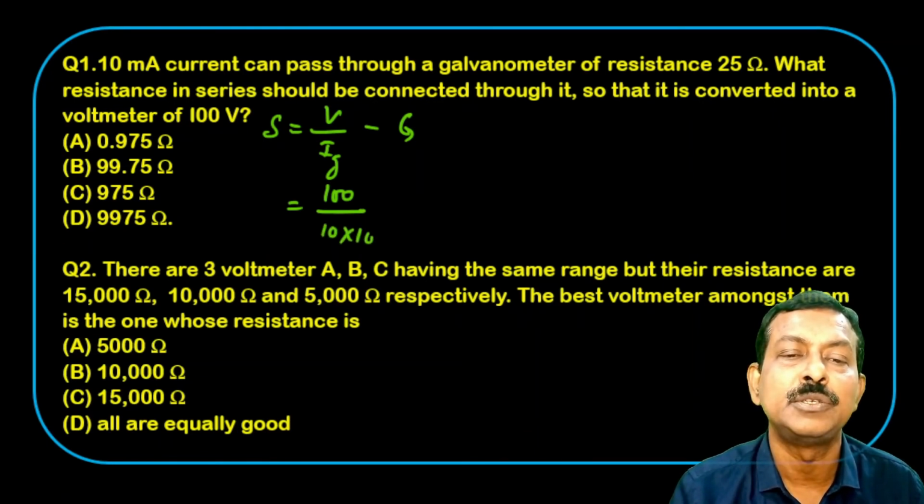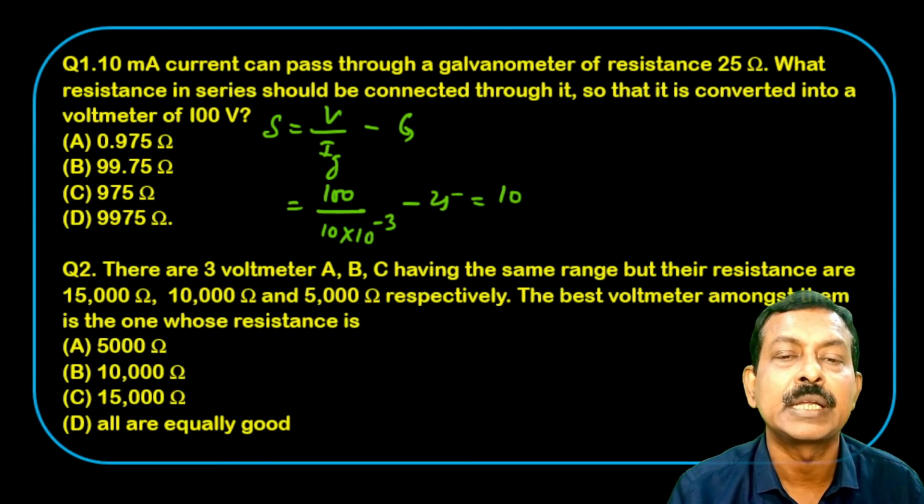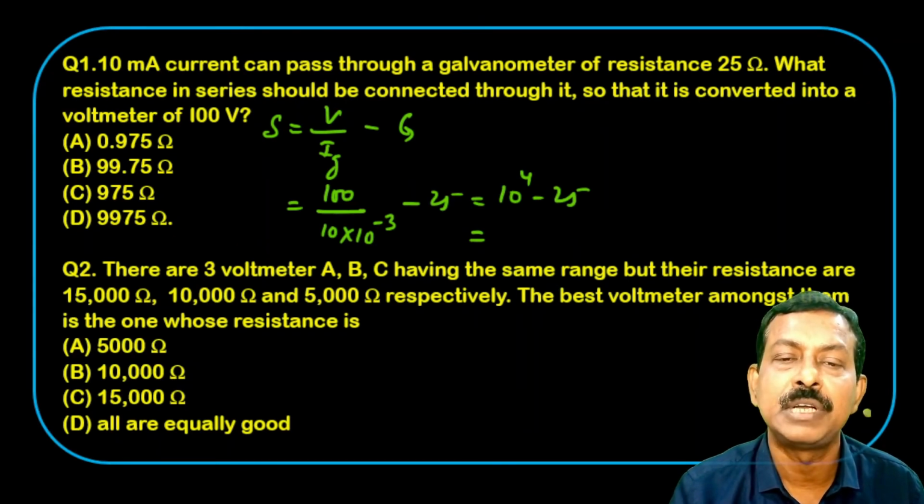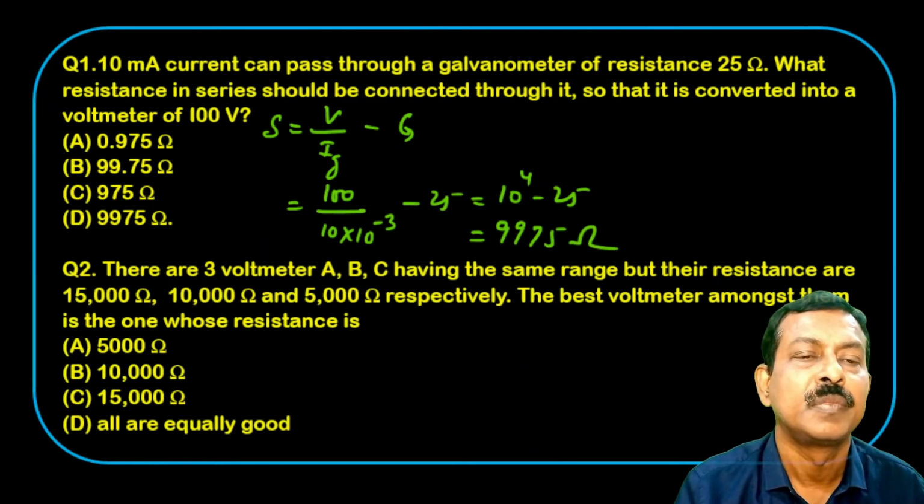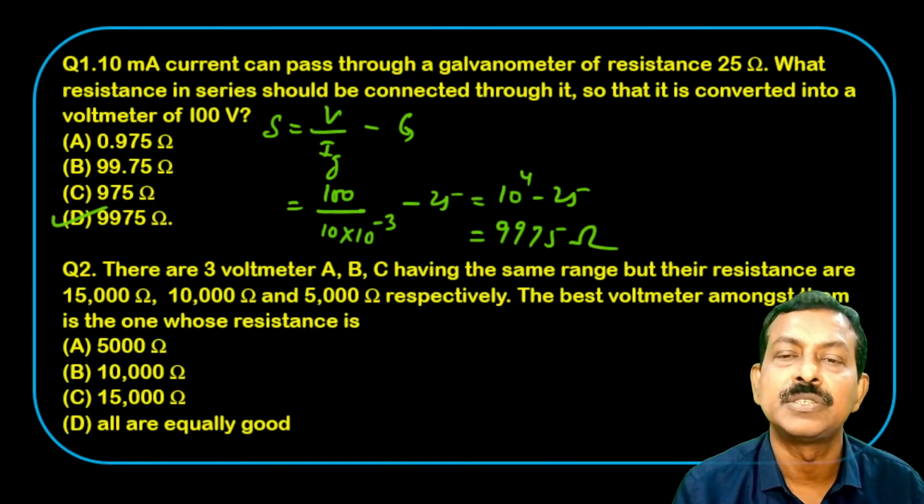So it is 10 into 10 to the power minus 3, minus the resistance of the galvanometer, which is 25. Here the 10 will get cancelled, so it is 10 to the power 4 minus 25. This is 10,000 minus 25, so this is 9975. So the fourth one is the correct option there.